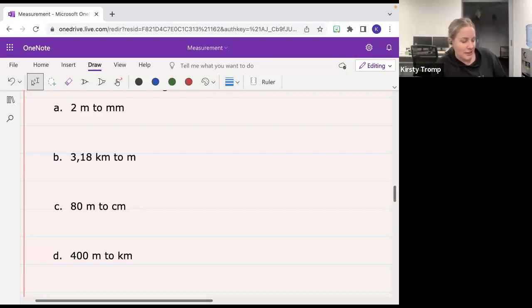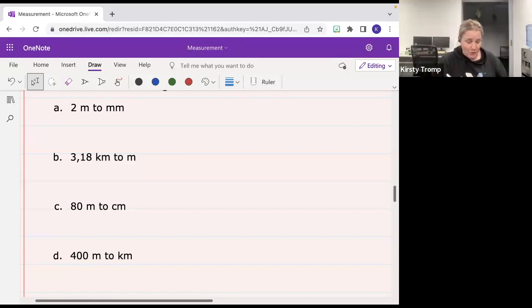All right, so let's have a look at these questions. If we're having a look at A, we're going from meters to millimeters. Again, I'm not sure how we get from meters to millimeters. I do know how I get from meters to centimeters and then centimeters to millimeters.